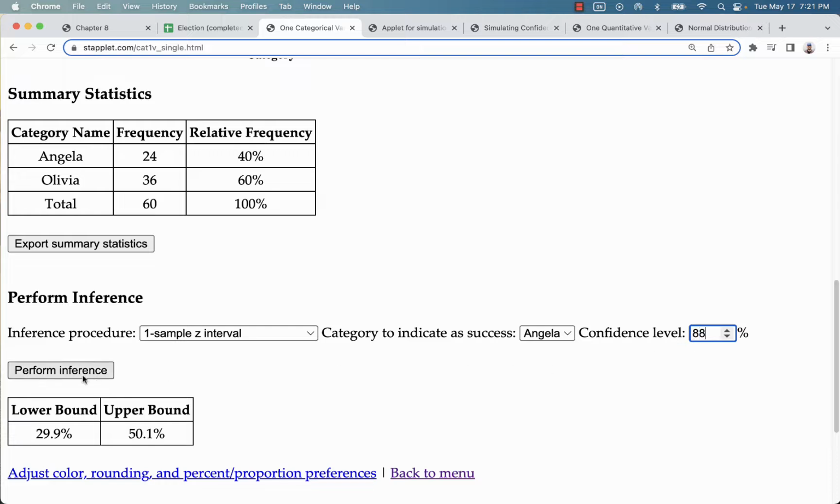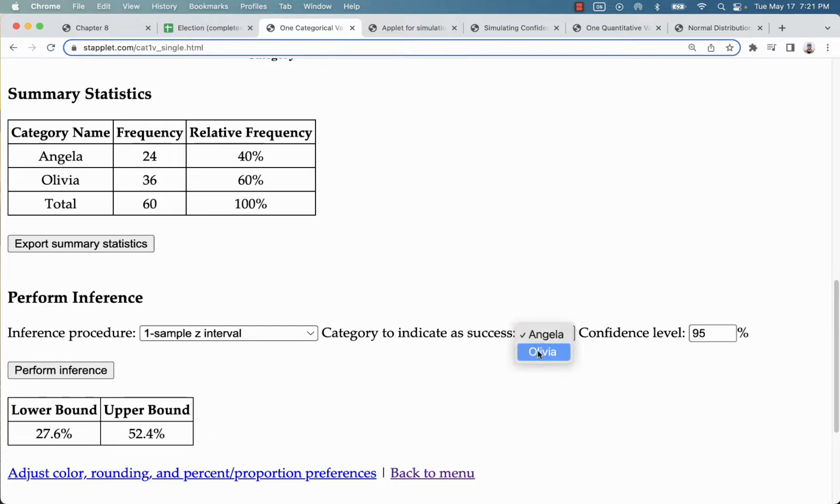So I could say with 88% confidence that Angela did not receive a majority of the votes. As soon as I get to 89% confidence, there is that possibility that she got over 50% of the vote. It may be a low probability, but I could no longer justify a claim that she lost the election. And if I go up to 95% or even 99%, the upper bound is going to go much past 50%. So this confidence interval is somewhat inconclusive. I'm not sure. She could have won, she could have lost.